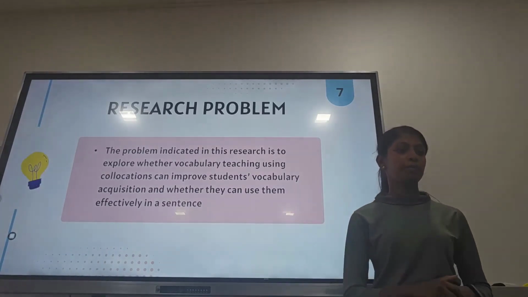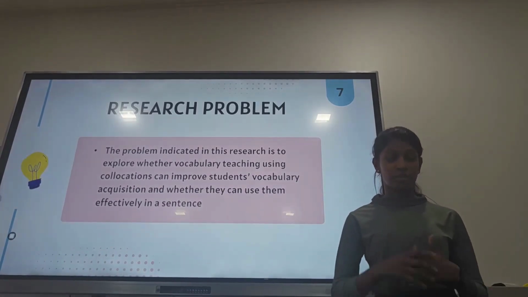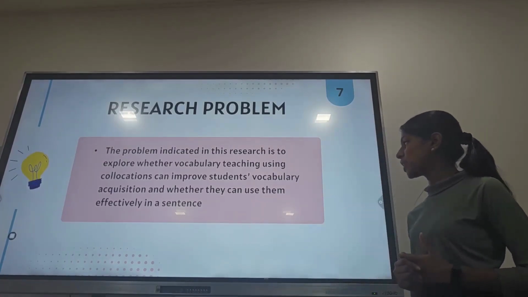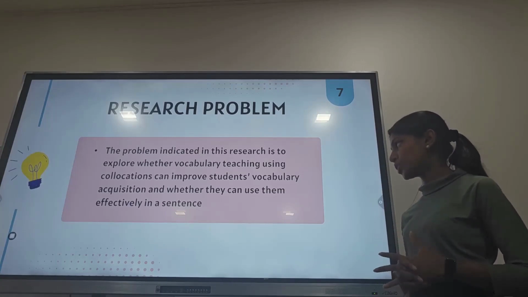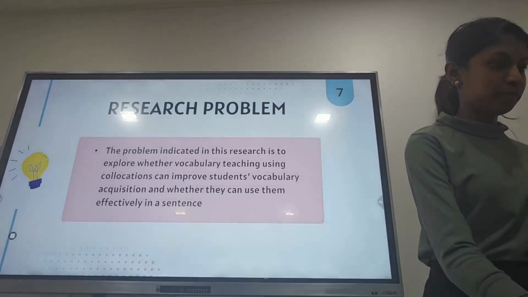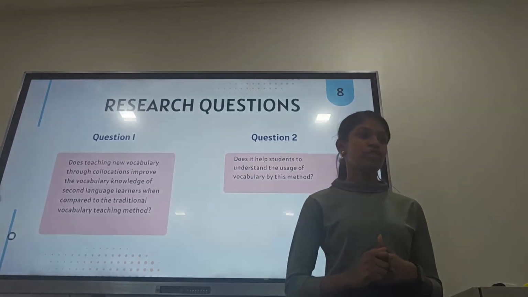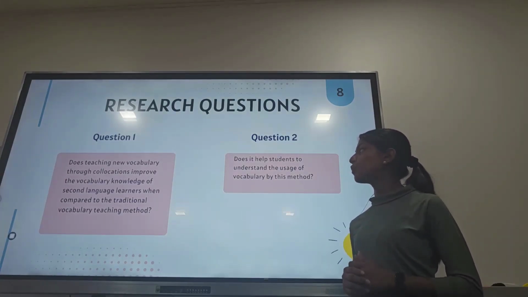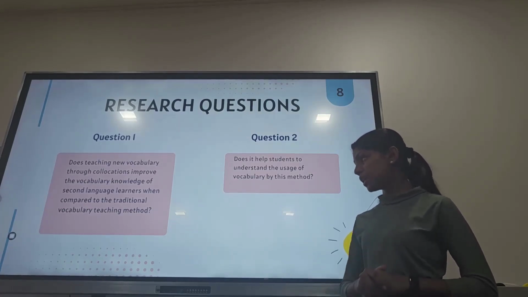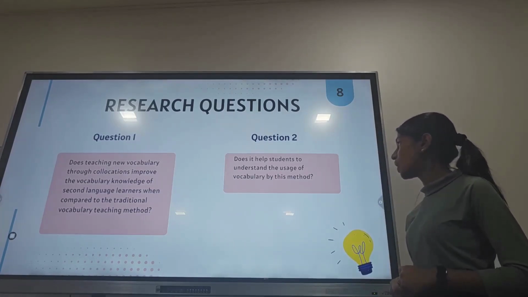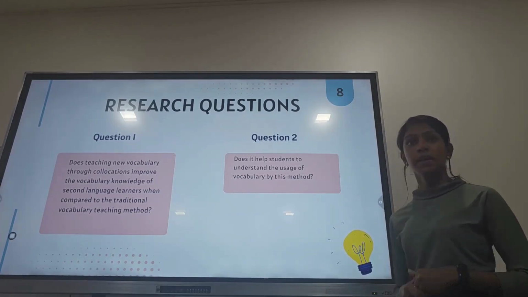My research problem in this research is to explore whether vocabulary teaching using collocations can improve students' vocabulary acquisition and whether they can use the words effectively in a sentence. My research questions are: question 1, does teaching new vocabulary through collocations improve the vocabulary knowledge of second language learners when compared to the traditional vocabulary teaching methods? And research question 2, does it help students to understand the usage of vocabulary by this method?